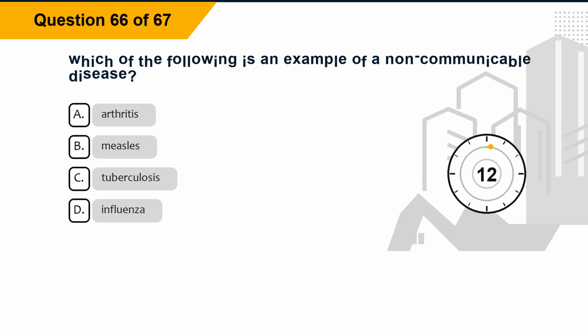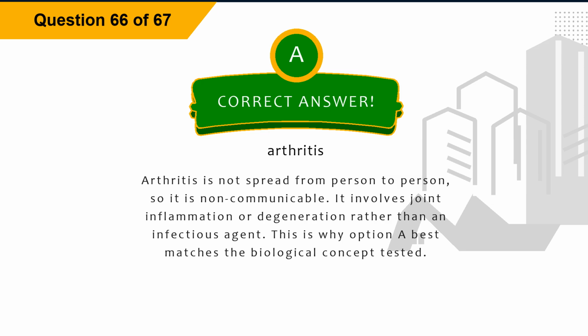Question 66. Which of the following is an example of a non-communicable disease? Option A, arthritis. Option B, measles. Option C, tuberculosis. Option D, influenza. The correct answer is option A, arthritis. Explanation. Arthritis is not spread from person to person, so it is non-communicable. It involves joint inflammation or degeneration rather than an infectious agent. This is why option A best matches the biological concept tested.